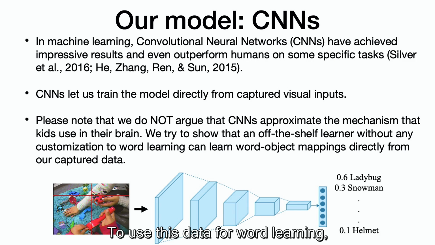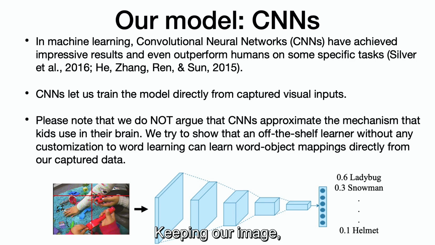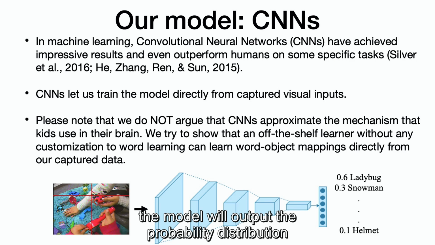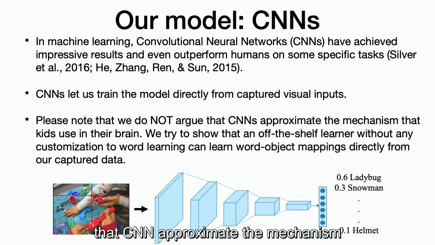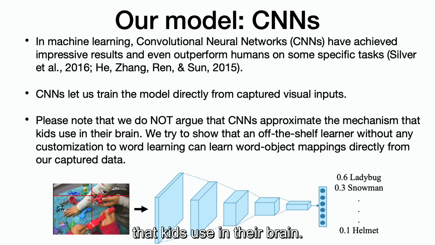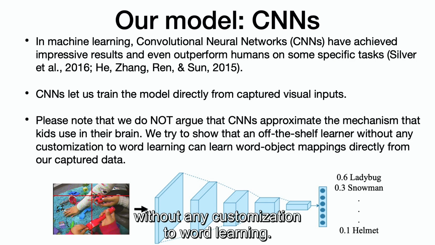To use this data for word learning, we use a model that can be trained directly from these captured images. Our model is a CNN, which has achieved very impressive performance in computer vision. Given an image, the model will output the probability distribution over the predefined objects. Please note that we do not argue that a CNN approximates the mechanism that kids use in their brain. We just use it as an off-the-shelf learner without any customization to word learning.